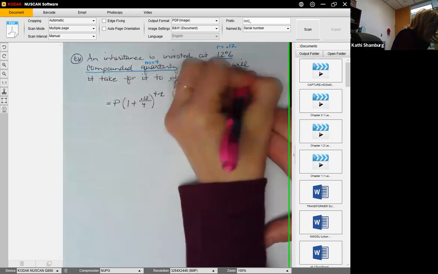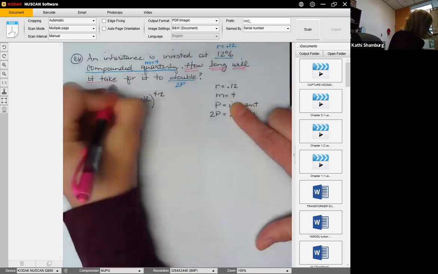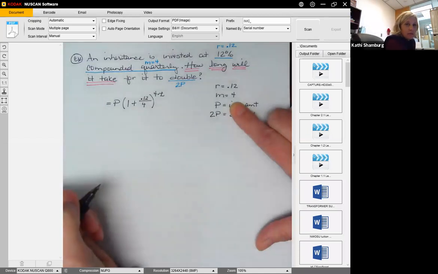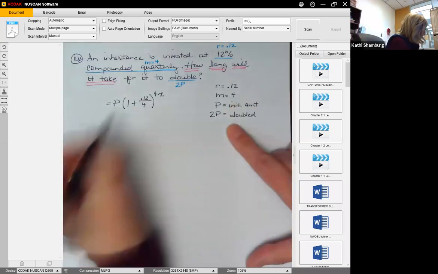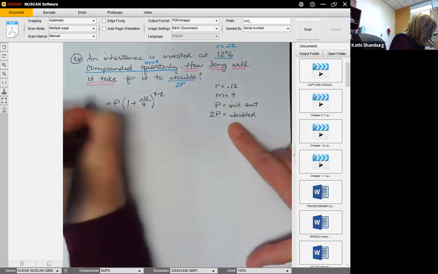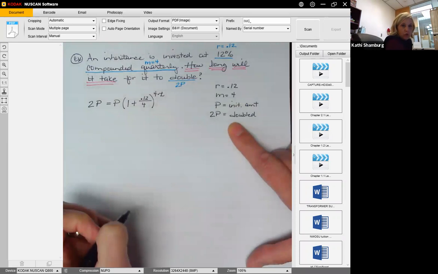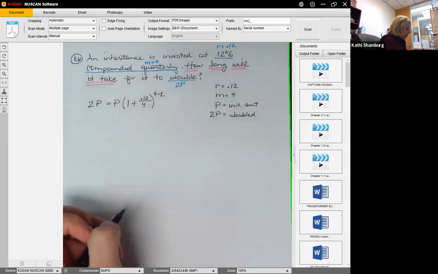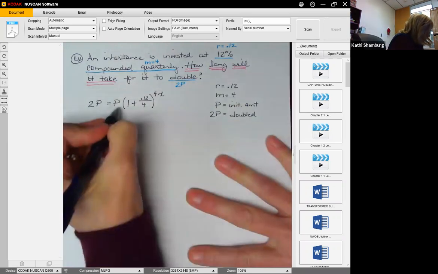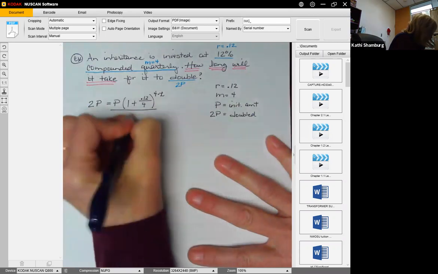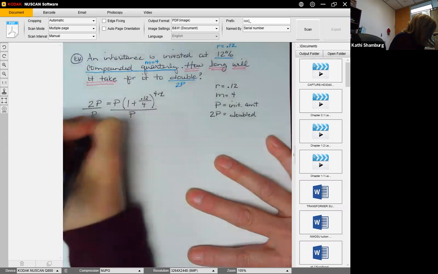How long will it take? That means it is asking you to find t, okay? Now, this is my initial investment, and we want to know how long it will take for it to double. So that's where the 2P goes in. Now, here's the key on this. Notice there's a P on this side of the equation and this side of the equation. So we're going to divide both sides by P.